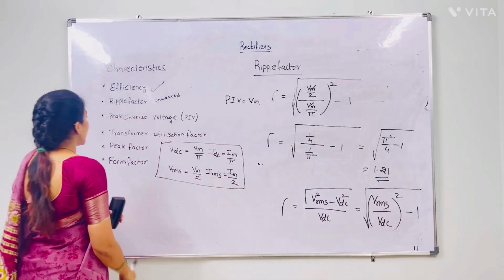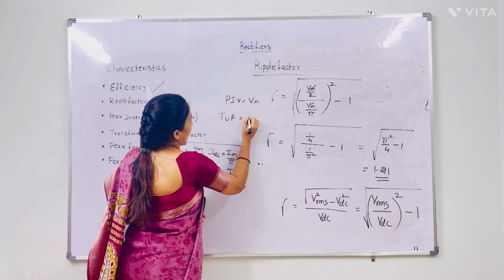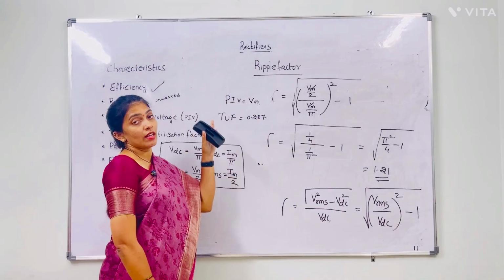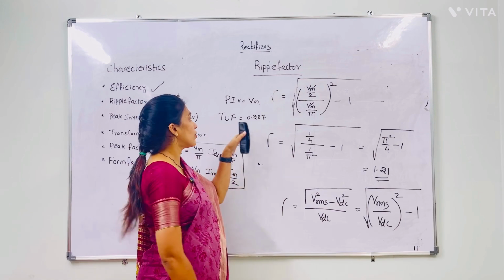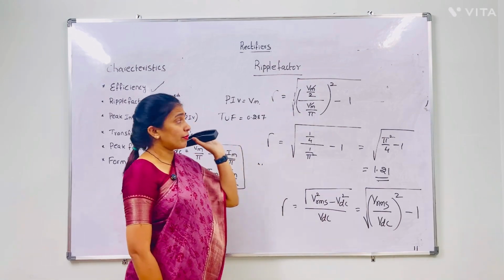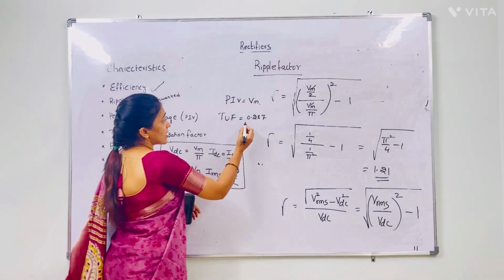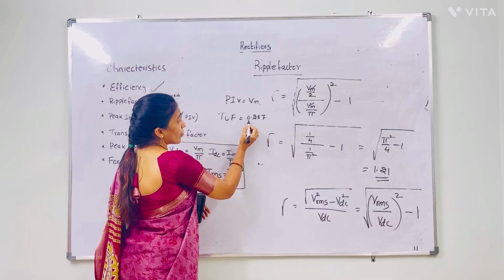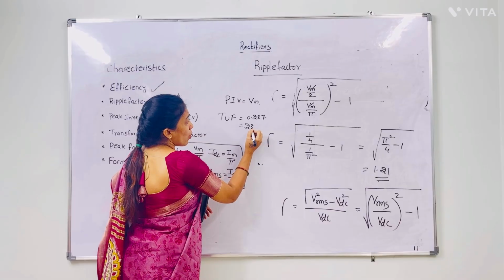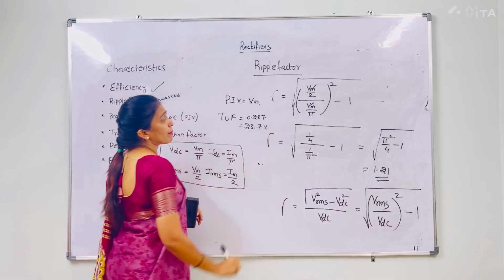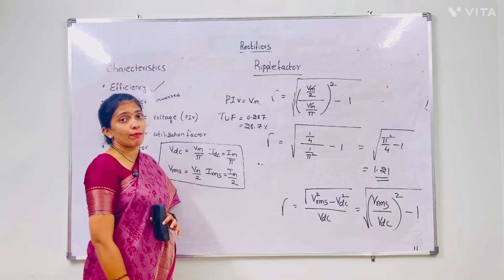Next, transformer utilization factor. The transformer utilization factor of a half wave rectifier is 0.287. It means the utilization of the transformer in the power supply. So in percentage, only 28.7 percent is used in the power supply.